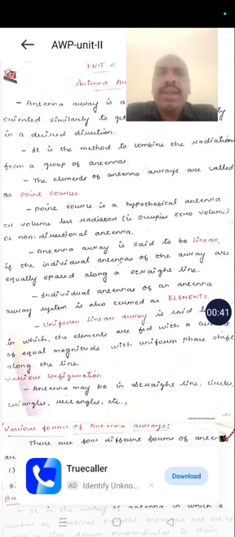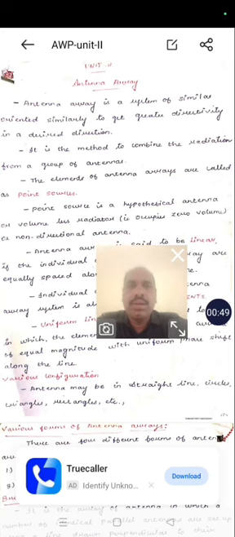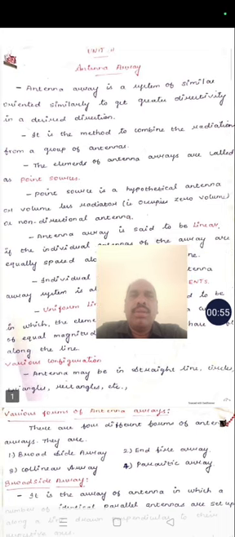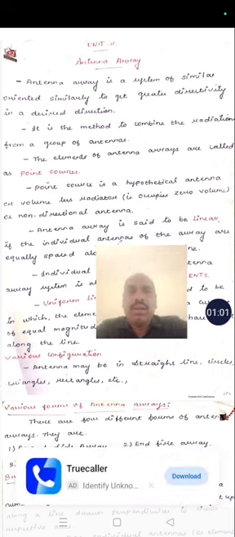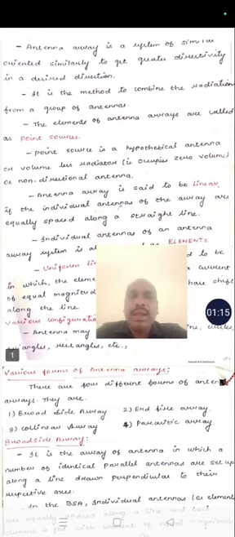Unit 2 is antenna array. An array is a similar form of antennas used to get greater directivity in a desired direction. It is the method to combine the radiation from a group of antennas.